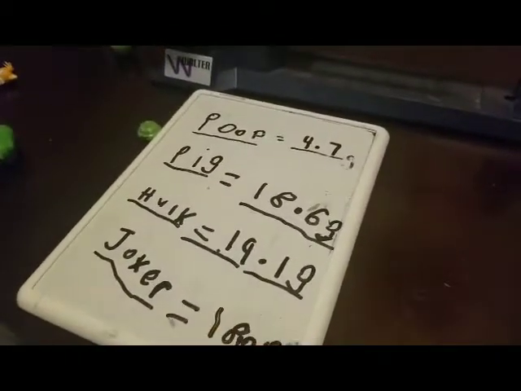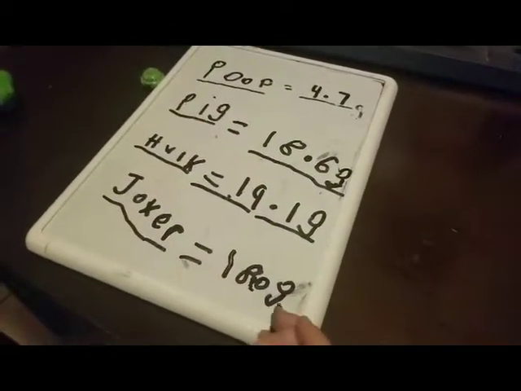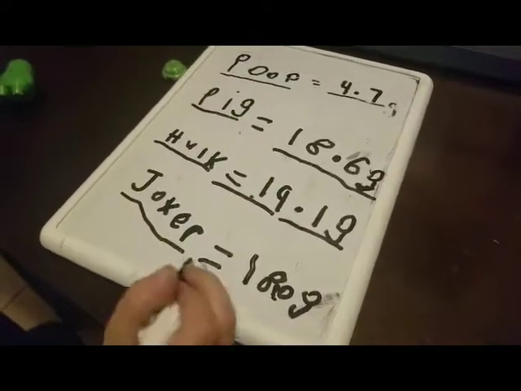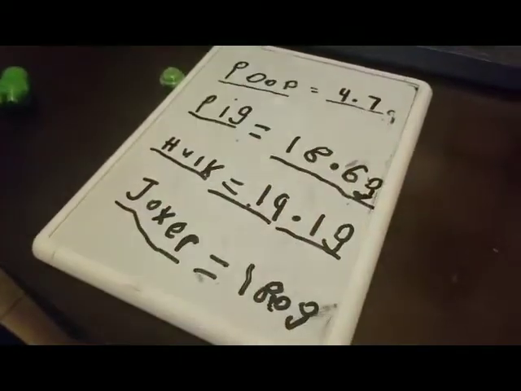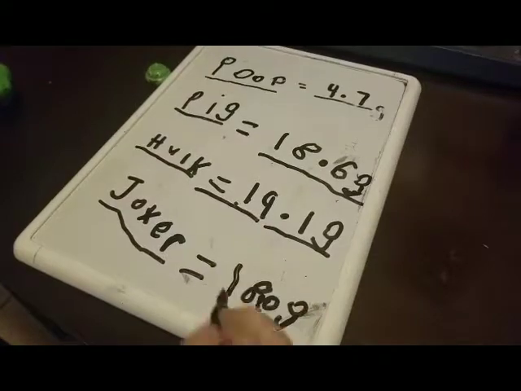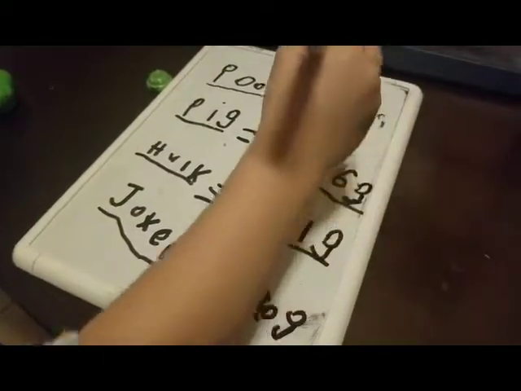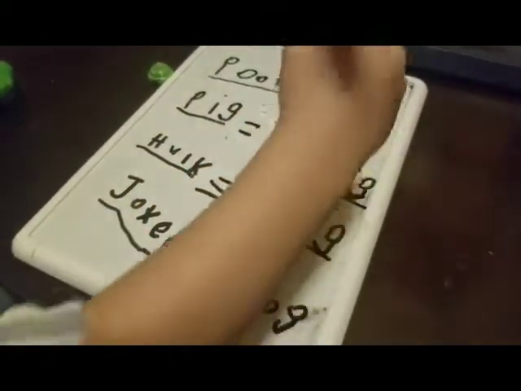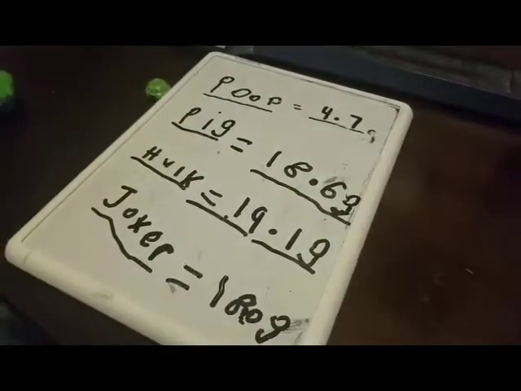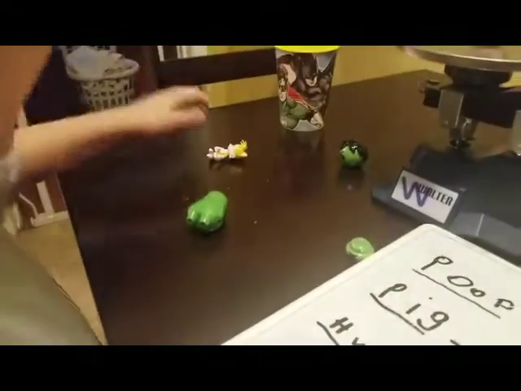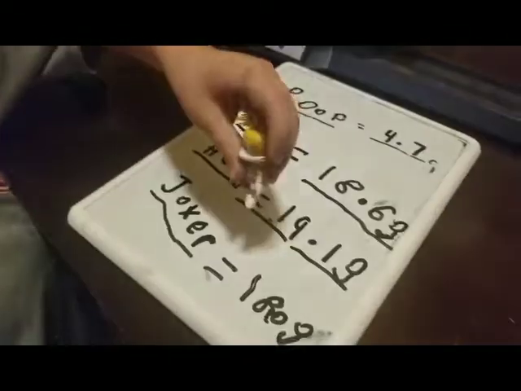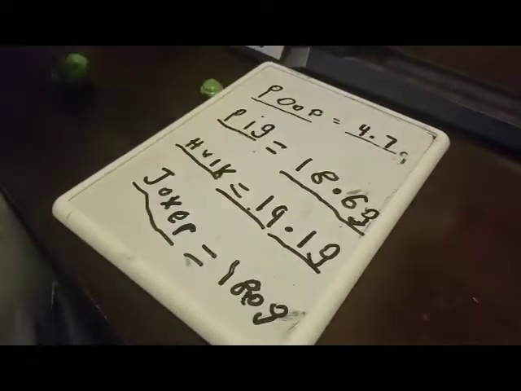Alright, so we have the Poop, the Pig, Hulk, and Joker. Right now, who's winning? Who has the most mass? Hulk, then who? Joker. Nope. The Pig, then Joker, then Poop. Alright, and who's next? I have names for tails. Alright, we'll figure it out. I'll help you write that one, okay?